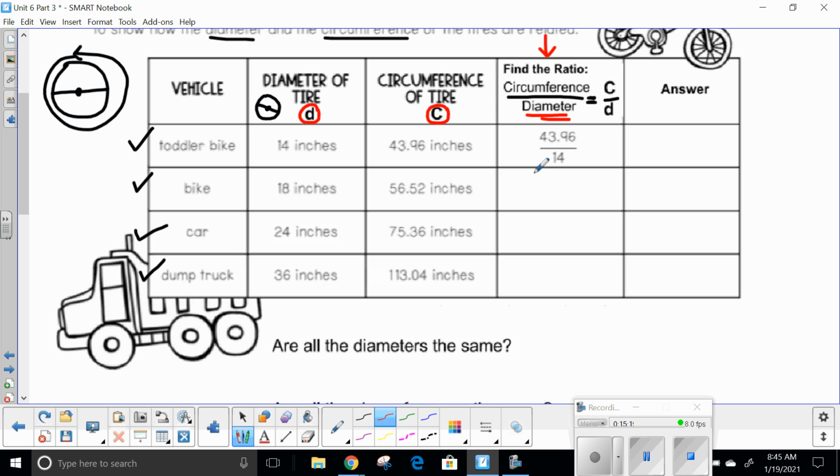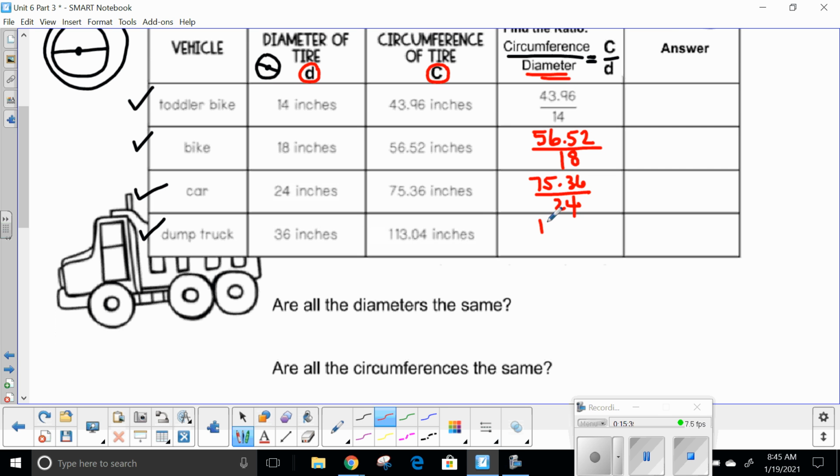So how would we set up the next one? It would be 56.52 over 18. So go ahead and set the others up. It would be 75.36 divided by 24. And then the last one would be 113.04 divided by 36.